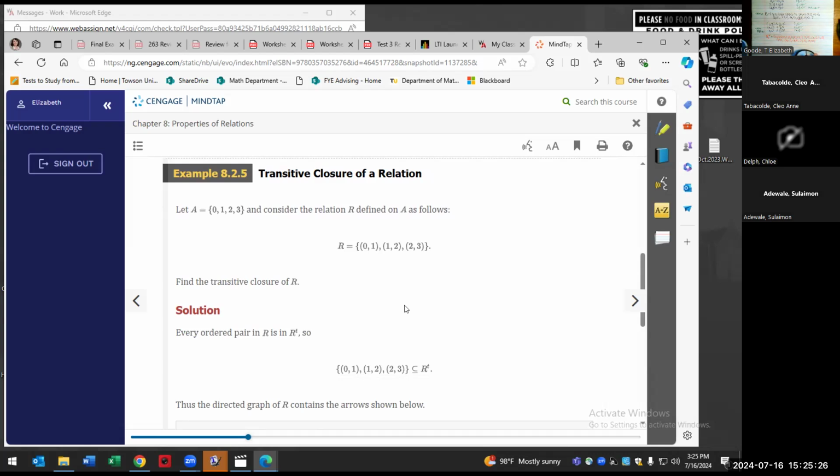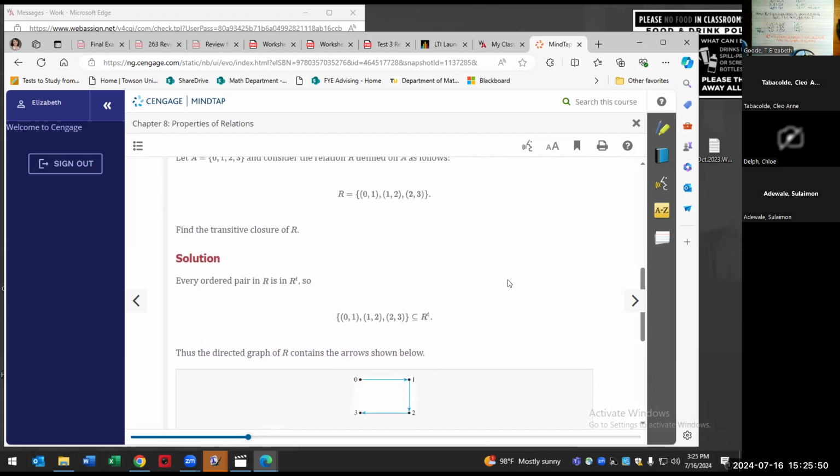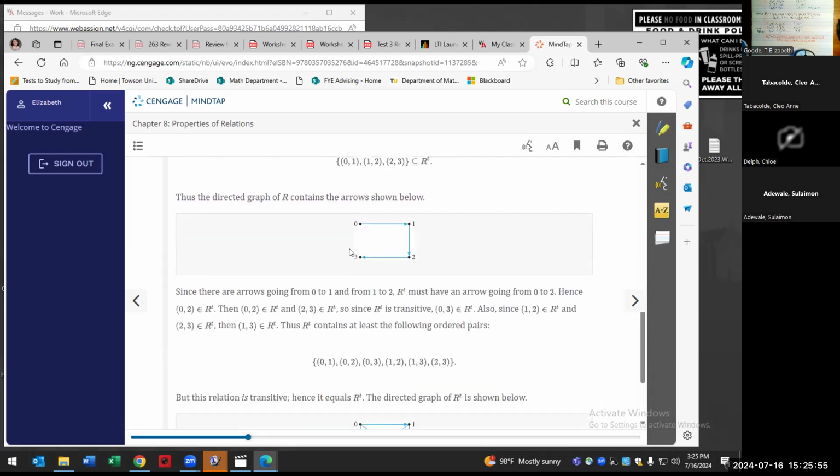But here in this first example, it says here's the relation R on this set A that's got 0, 1, 2, 3 in it. It's kind of an interesting little set with 0. Here's our relation. It's a subset of A cross A, so it's a set of ordered pairs, first and second coordinates both coming from A. It says find the transitive closure. So every ordered pair that's in there, we're going to include. Epp is using the graph, and we can do that too.